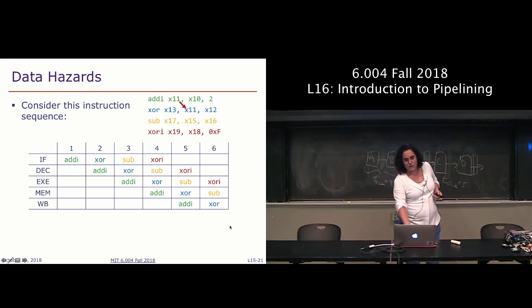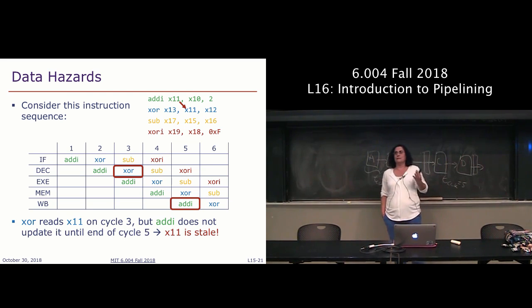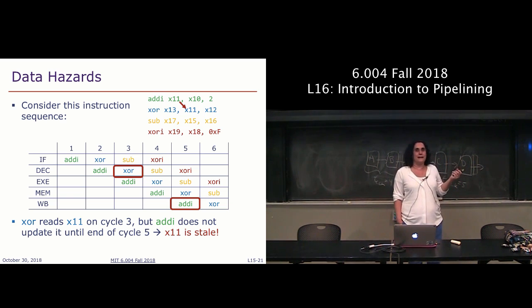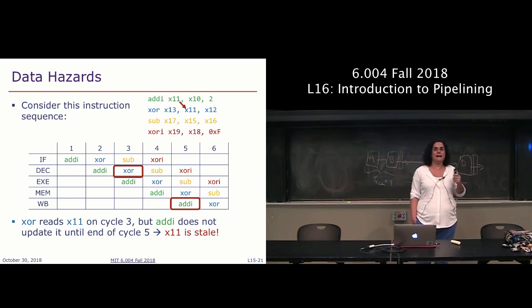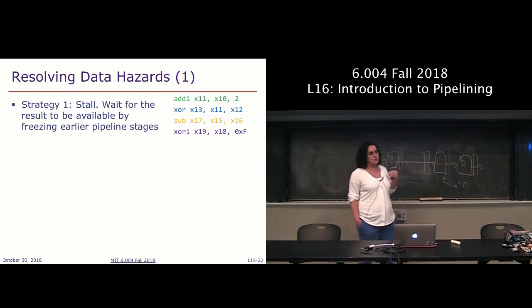Again, if I draw it just as I did before with the instructions going through diagonally, I have a problem because my XOR wants to read X11 in cycle 3, but my addi is not writing X11 until cycle 5. So what does that mean? Is the XOR going to get the right value? No, the XOR is going to read a stale value. And so what we're going to do to solve this is we're going to introduce stalls.